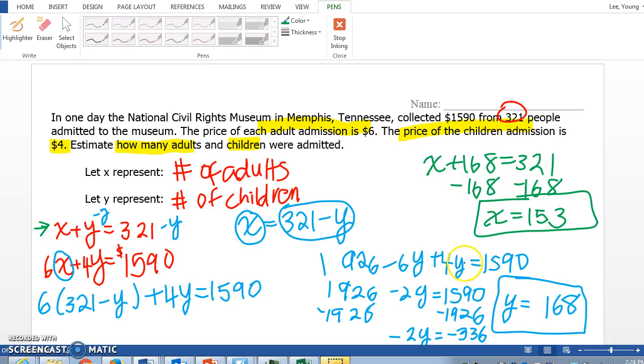Then here's how you write the answer. There were how many adults? X is adults, so 153 adults and 168 children.